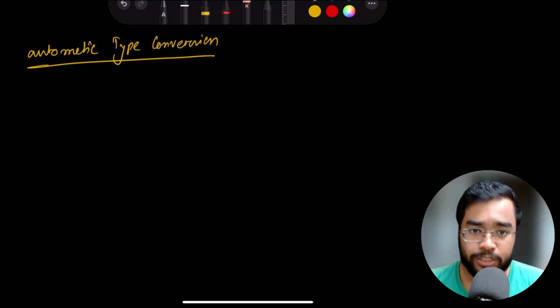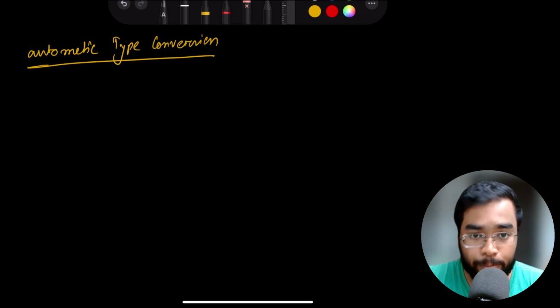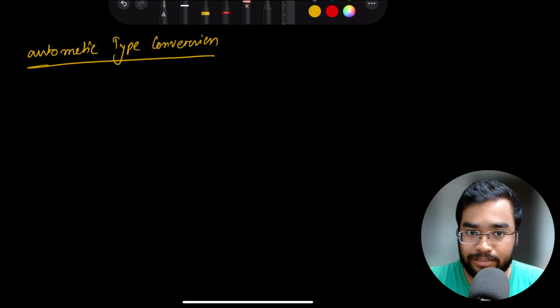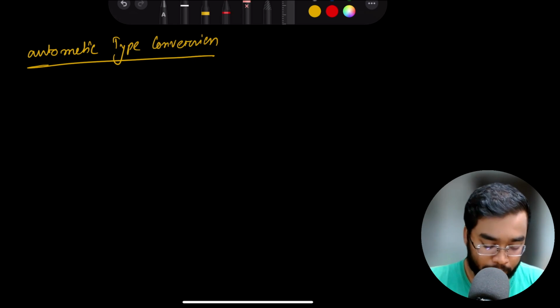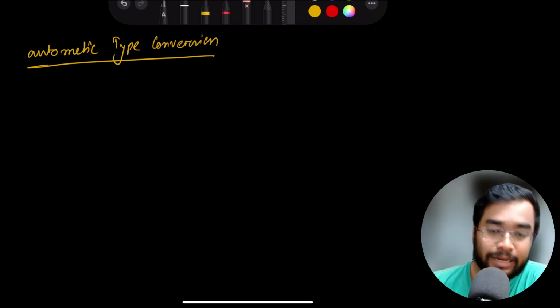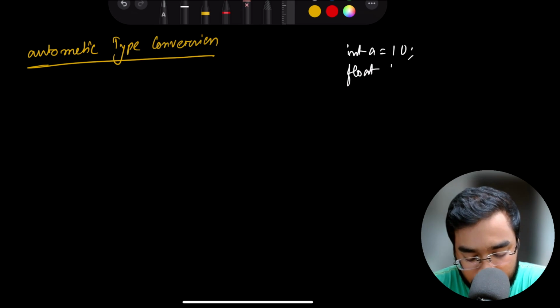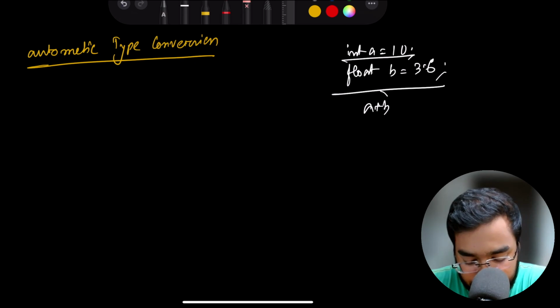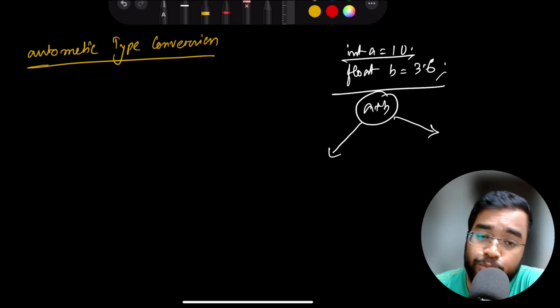In automatic type conversion, okay, when 2 types of variable are engaged in an operation, what would be the result type, and what would be the value of the result? Okay, these are the 2 basic things you need to understand. For example, let's take an example like integer a equal to 10, and float b equal to 3.6. So if we do the operation a plus b, then what would be the result and what would be the data type of the result? These are the two basic things you need to understand.